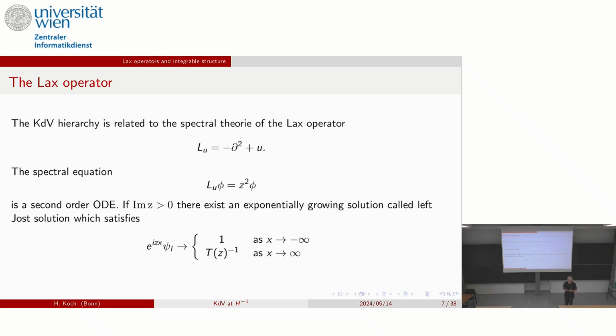Then it has special solutions if the imaginary part of c is in the upper half plane. So then you get special solutions which you can normalize on the left by pulling out the exponential factor. And on the right, as x tends to plus infinity, you get another limit. And this is the inverse of the transmission coefficient, which is a meromorphic function. So the inverse is holomorphic. It has zeros at the eigenvalues. And this is one of the key players in the whole thing.